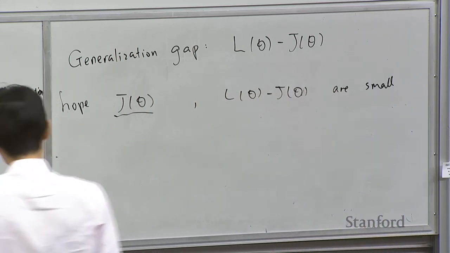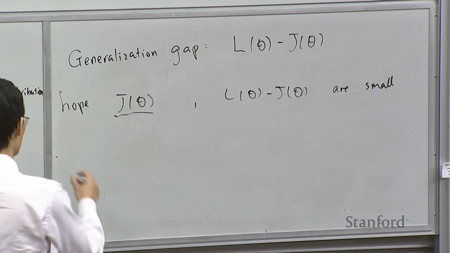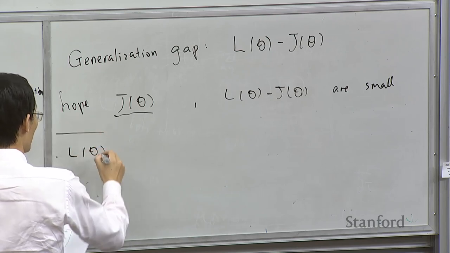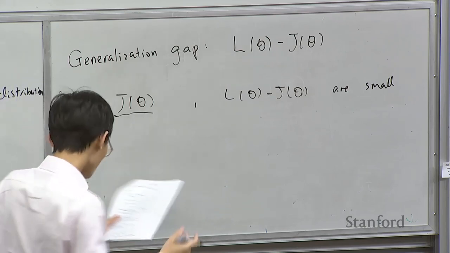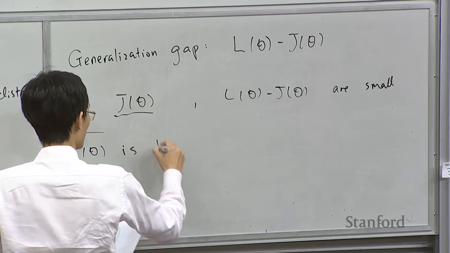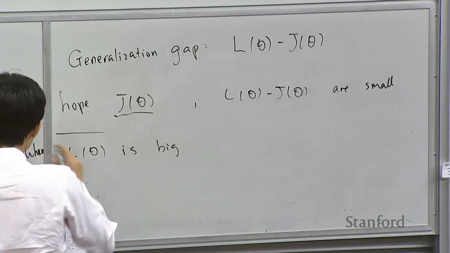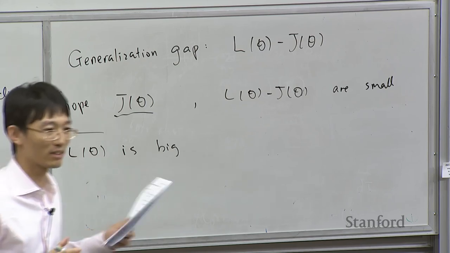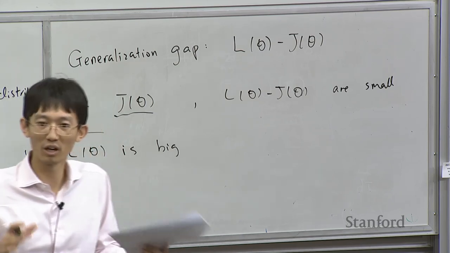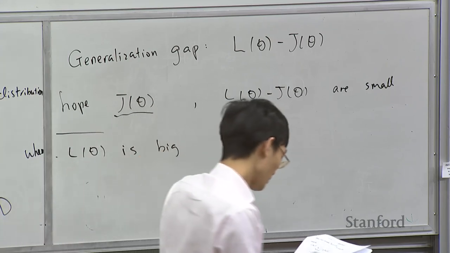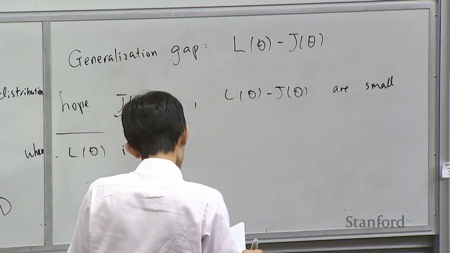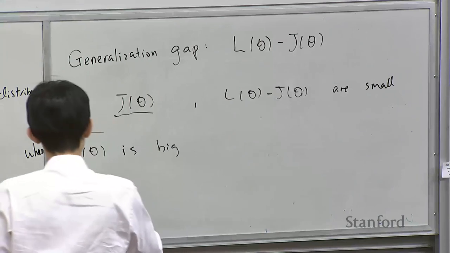And typically when L theta is big, there are two failure modes in some sense. These are not supposed to be comprehensive, but I think typically you are in one of these two failure modes. One of the failure modes is called overfitting.